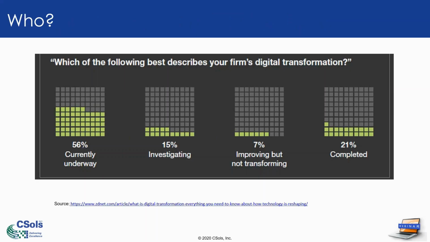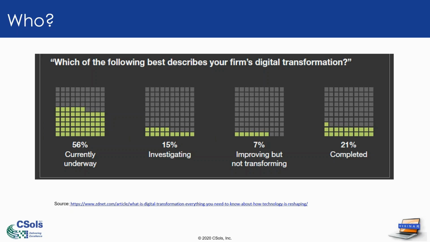So who's doing these kind of things? A recent study says that about 75% of companies, I think medium to large size companies, are either investigating or currently have some sort of digital transformation underway. So the chances are really high that management can come to you and say, hey, we're going to do this digital transformation. We want to improve our laboratory operations.